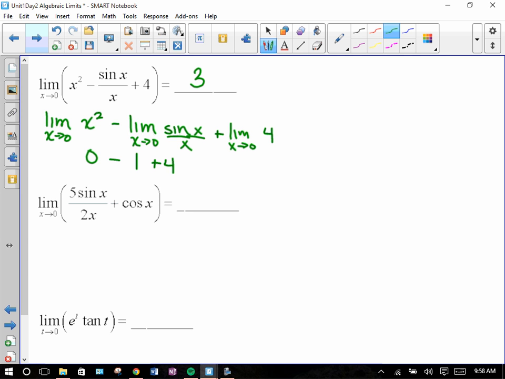So you see sine x over x looks like a 5 by the sine, a 2 by the x, right? Plus the cosine x out back. I mean, the cosine x is easy. So what can we do here?